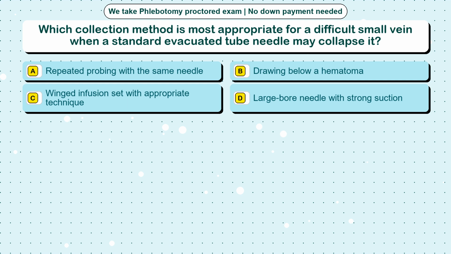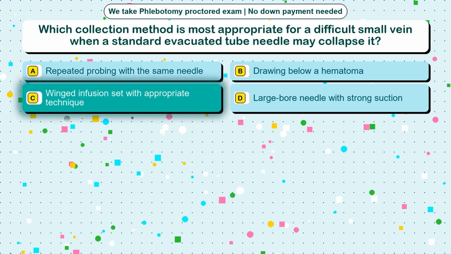Question 19. Which collection method is most appropriate for a difficult small vein when a standard evacuated tube needle may collapse it? Option A. Repeated probing with the same needle. Option B. Drawing below a hematoma. Option C. Winged infusion set with appropriate technique. Option D. Large bore needle with strong suction. The correct answer is option C.